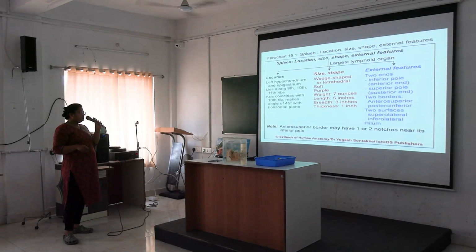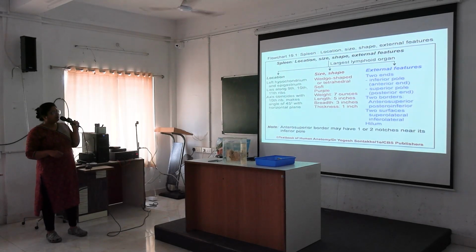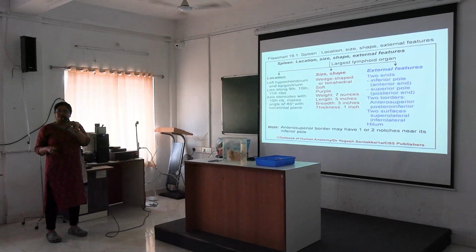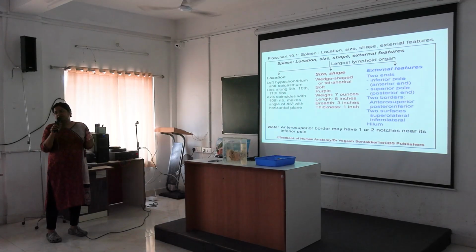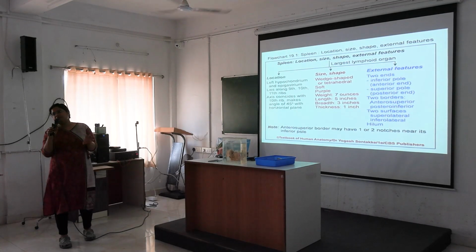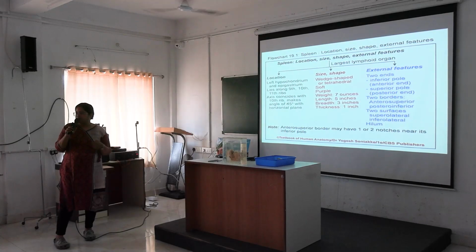The anterior-superior border may have one or two notches near its inferior pole. That is how you identify the anterior-superior border. These notches are developmental in origin. This is also asked in your viva: why are notches present in the anterior-superior border of the spleen, or how will you identify this border with the help of these notches.